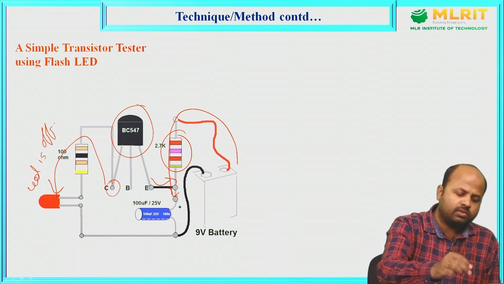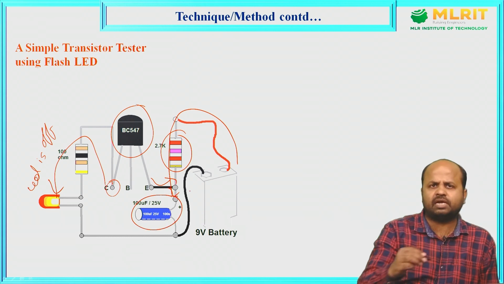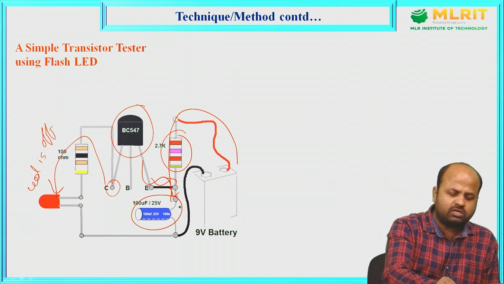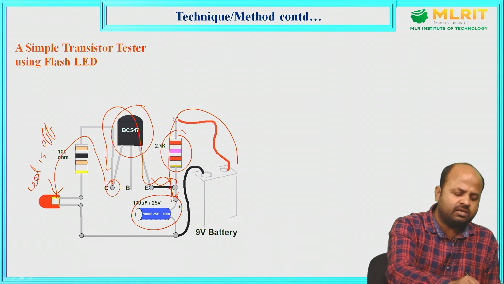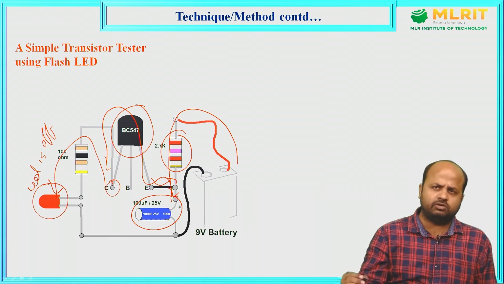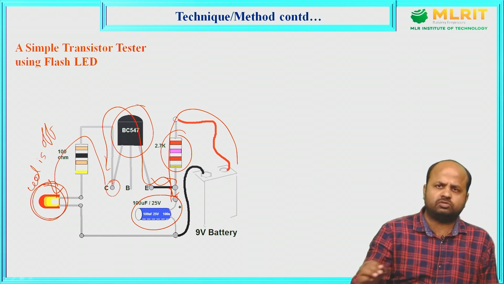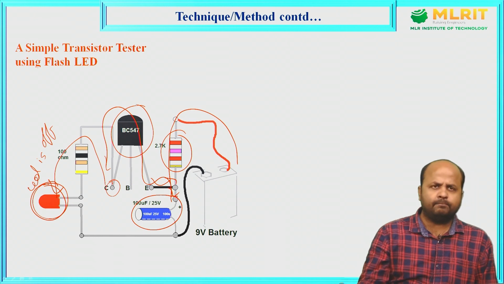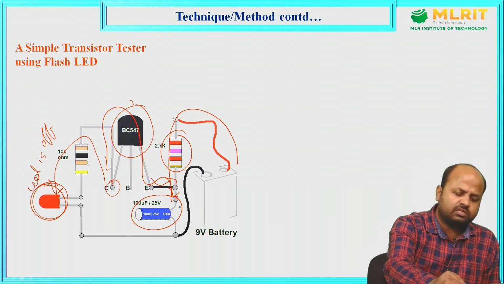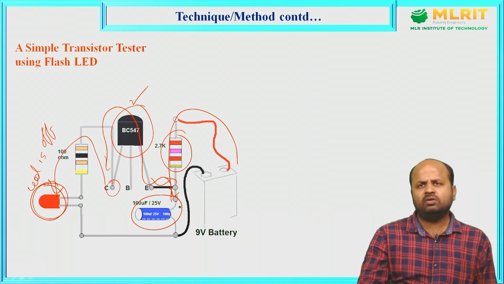off. Now when this capacitor gets fully charged, it will try to discharge. So it discharges through the transistor. Whenever it discharges, the LED is on. So the charging and discharging of the capacitor takes place continuously. That's why the blinking also takes place continuously. So if the LED is blinking, you can say that the transistor is okay. So this is the simple transistor tester using a flash LED.